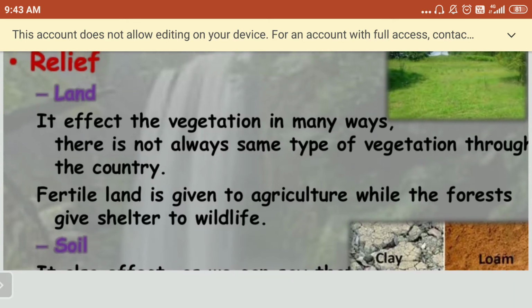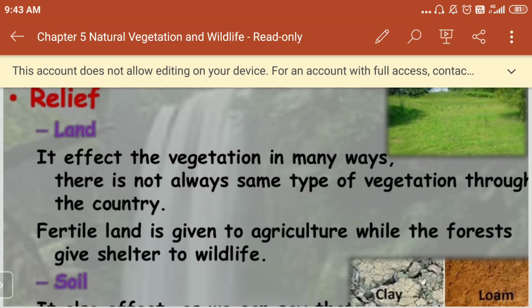So in relief we have already discussed the land and soil. Yes or no? So relief in a region includes the land and soil type found there. Different types of soil provide the basis of different types of vegetation. Okay, is it clear?